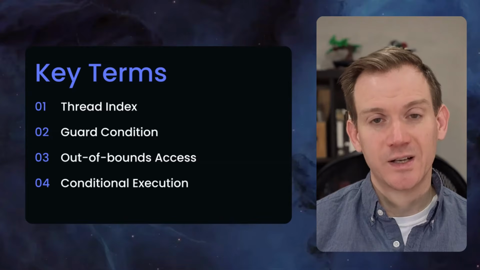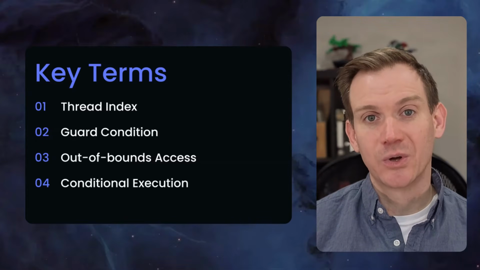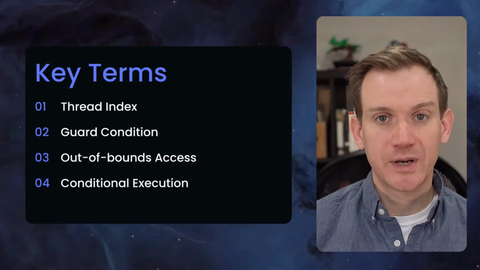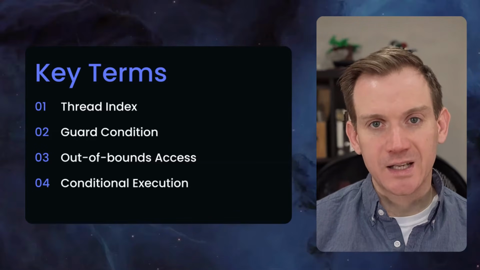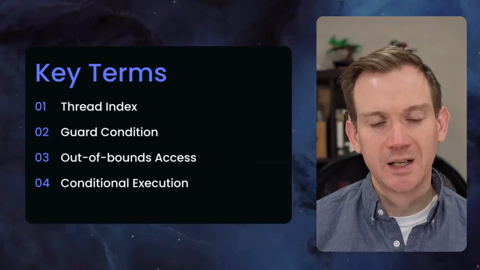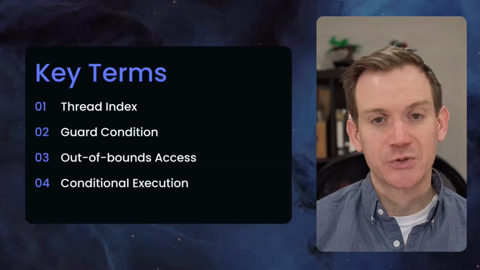Conditional execution. This is when threads selectively execute code based on conditions. Not all threads do the same work. Some may skip operations entirely. The key insight here is that GPU threads are cheap to launch, so we often launch more than we need and use guards to control which ones actually do work.